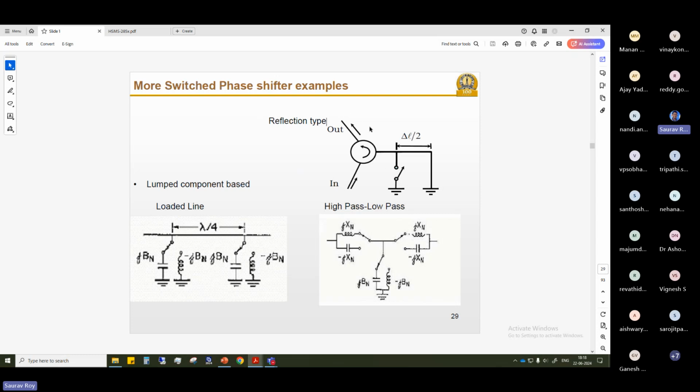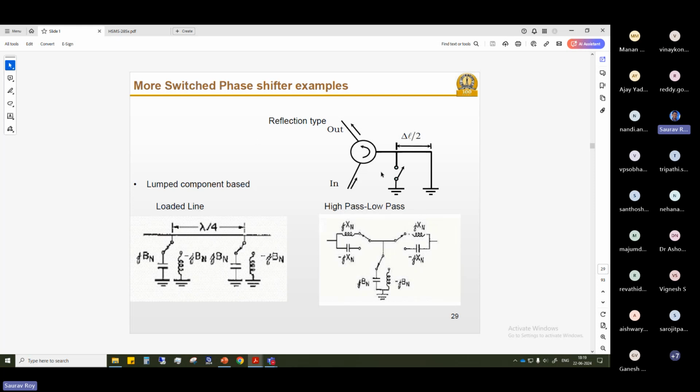And there are other types, like this one, which is particularly important, called loaded line phase shifters. So instead of using multiple lines, they have one single microstrip line, and they have multiple loadings, like multiple diodes or other lines connected in between. By varying the connections of these lines, you can generate phase shift. Another type is the high pass, low pass phase shifter.